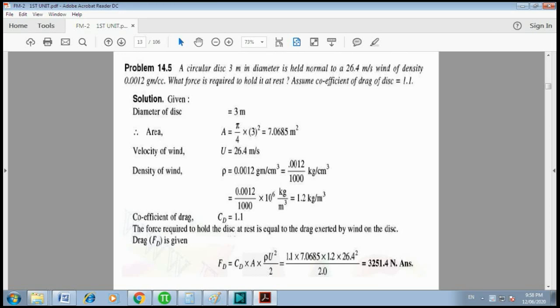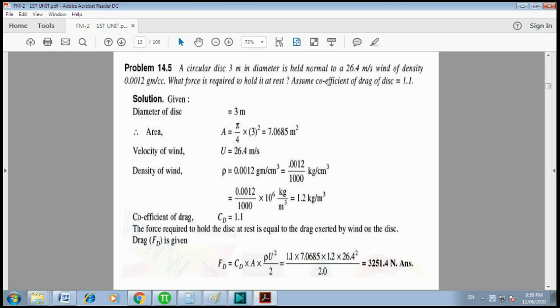That means we have to keep that disk normal. Normal means the wind velocity is horizontal, and we have to keep the disk normal to that wind velocity. So in that case, what drag force is required to hold that disk across the wind speed? The diameter of the disk is given, that is 3 meter.